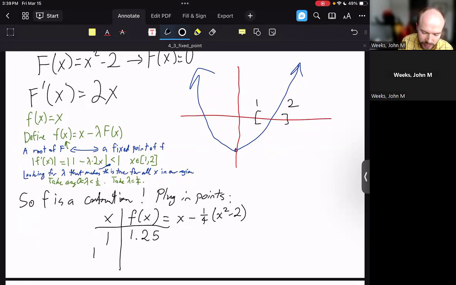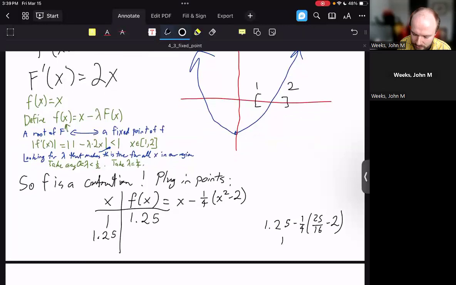And then I can do it again, this time plugging in 1.25. Each time I'm plugging in what that is for this x value here, as well as this x value here. It should give me 1.25 minus, I should be getting 25 over 16. So this is going to be 1/4 times 25 over 16 minus 2. It's going to give me negative 7 over 16. So this will give me plus 7 over 64. And we're adding that to 5/4, which is 80 over 64. So this is going to be equal to 87 over 64.